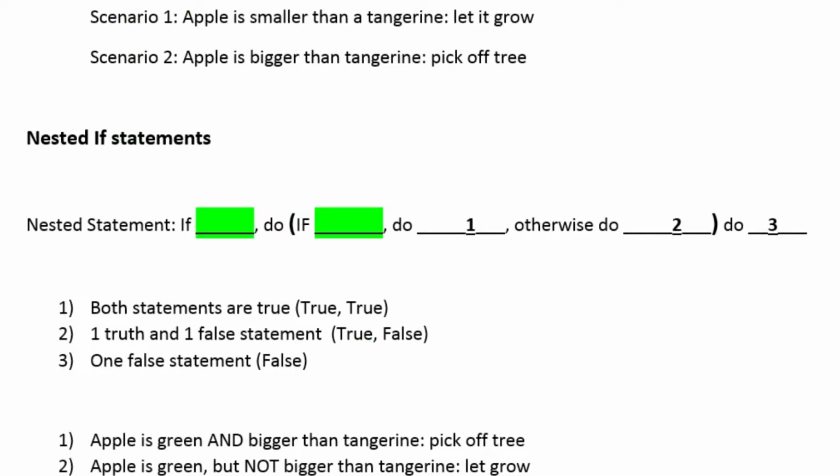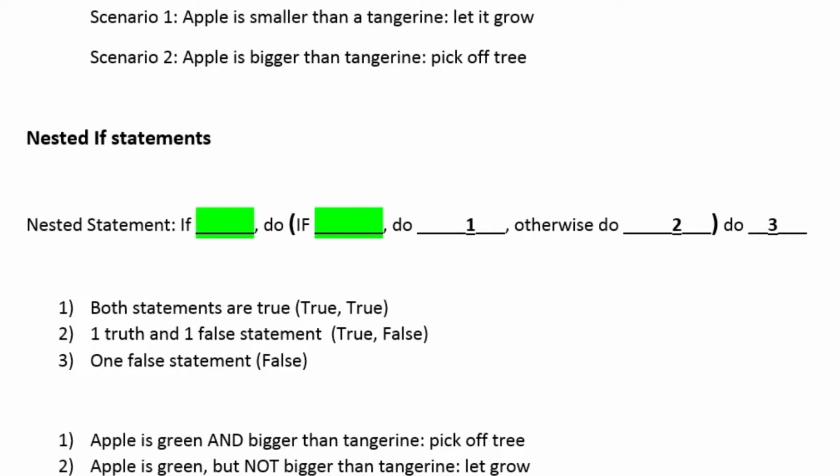With a nested statement, we're going to have two conditions with three scenarios. So we're going to have it broken down into three scenarios. If both statements are true, we're going to have scenario 1. So if this condition is true and if this condition is true, we're going to do scenario 1. The second scenario, one true and one false. So if this is true and this is false, we're going to do scenario 2. And scenario 3 is if this is false, we're going to skip all this middle stuff and go right to 3. So if this is false, 3.